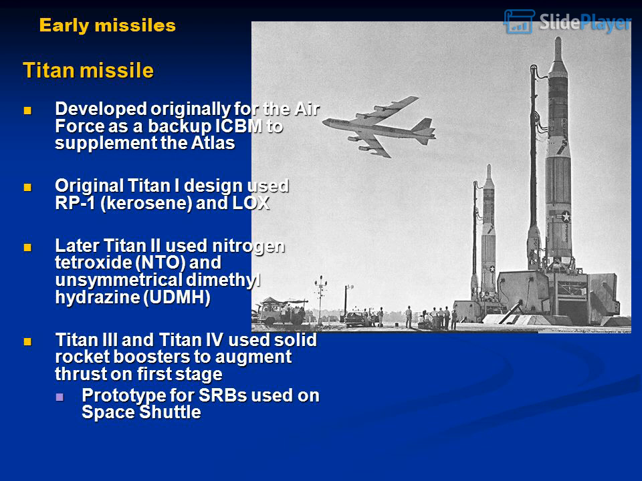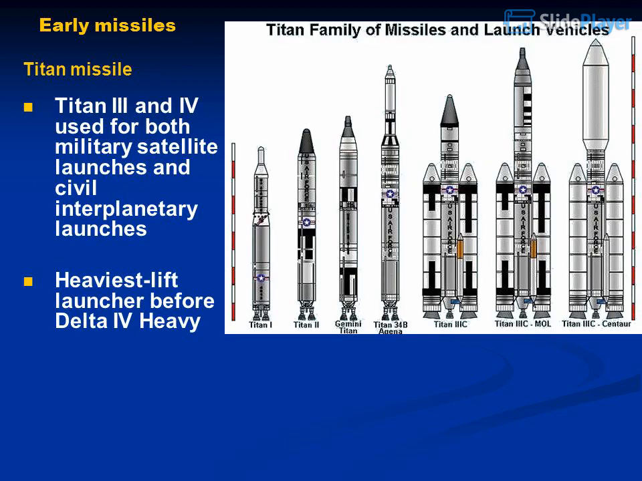Titan III and Titan IV used solid rocket boosters to augment thrust on the first stage. Prototype for the SRBs used on the Space Shuttle. Heaviest lift launcher before Delta IV Heavy. Titan III and IV were used for both military satellite launches and civil interplanetary launches.